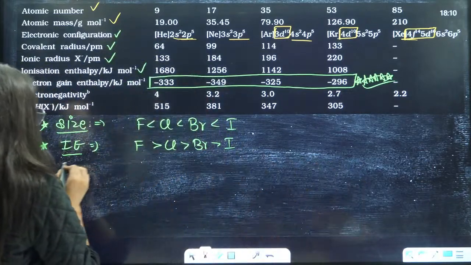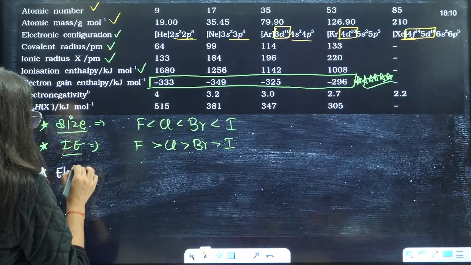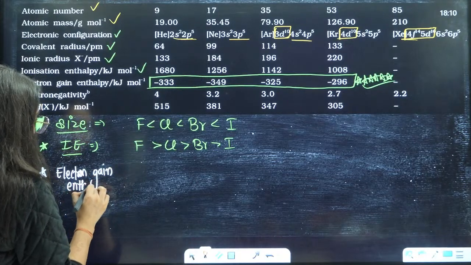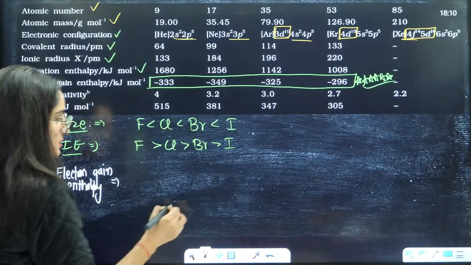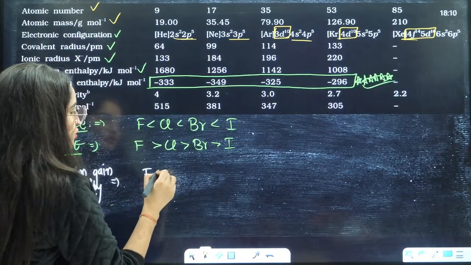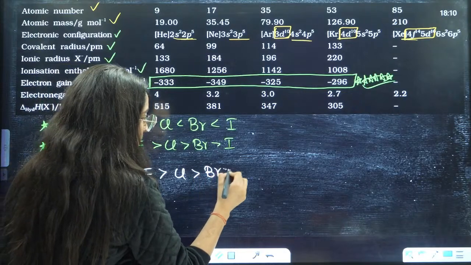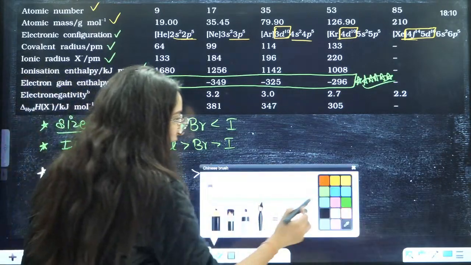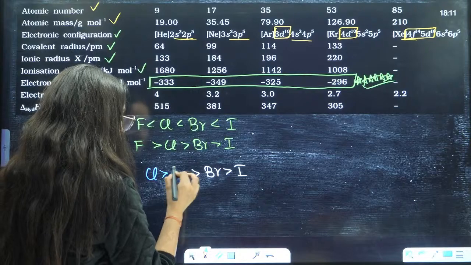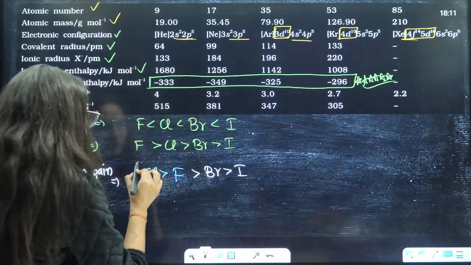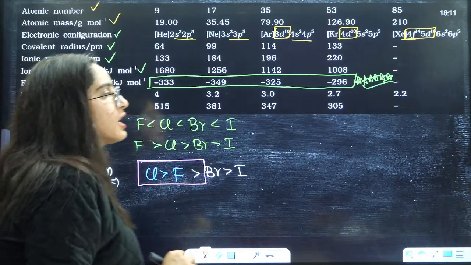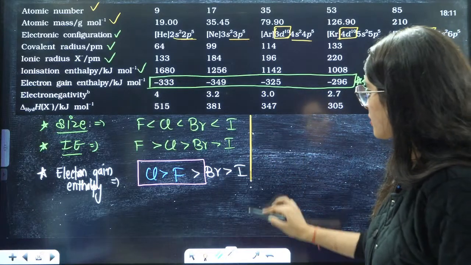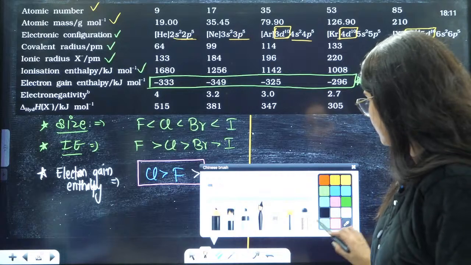So the trend is the trend of electron affinity, electron gain enthalpy. You are thinking that it should increase, it should decrease like this. It should be the normal trend. But here, there will be a change over here that you will observe. This is the change that we observed. Can anybody tell me the reason behind this change? Why did this happen here?